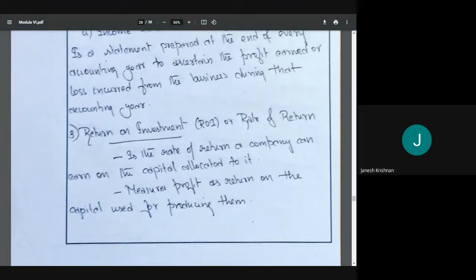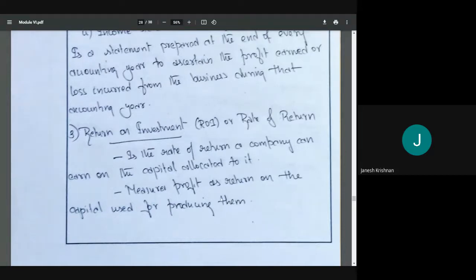What is the return from that? It measures the profit as a return on the capital used for producing them. So how much am I getting back? I have spent 10 lakh on the land, 20 lakhs on the building, maybe 30 lakhs on the machineries, 10 lakh on people. The 10, 20, 30, 10: 60, 70 lakhs I have spent. Maybe expenses are 5 lakhs. So 75 lakhs is what I have put in as my capital.